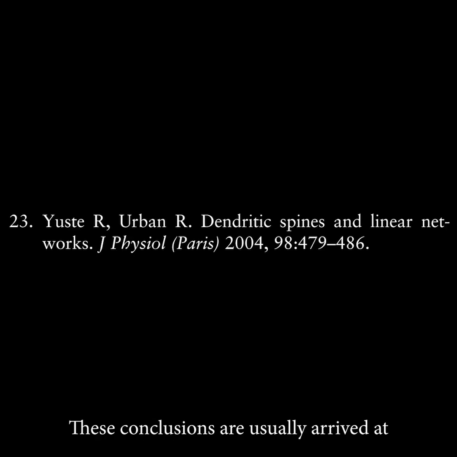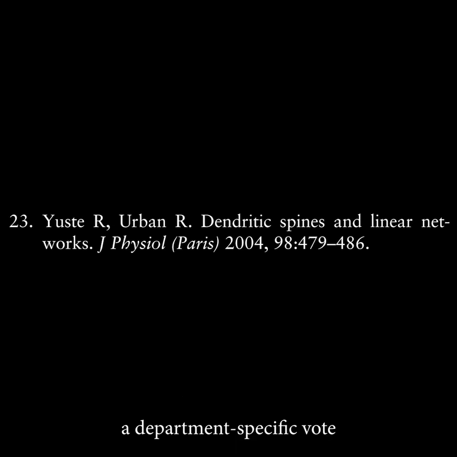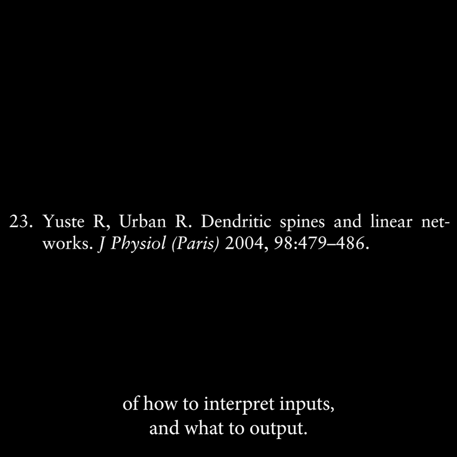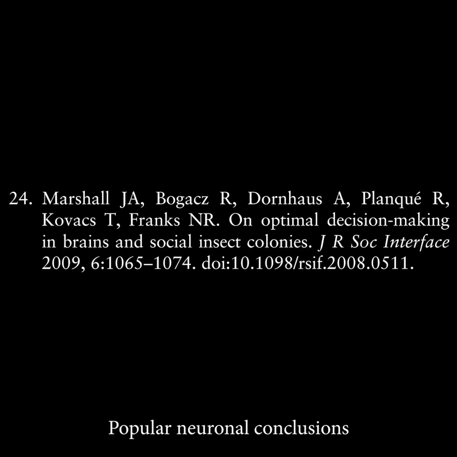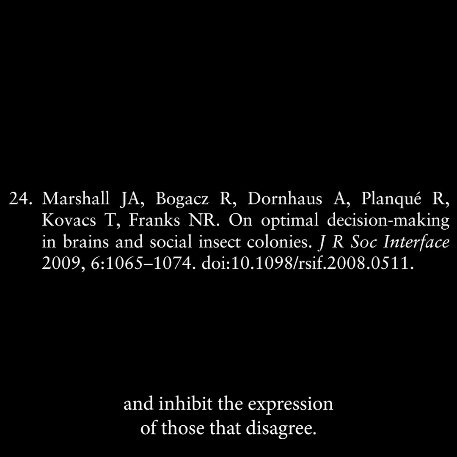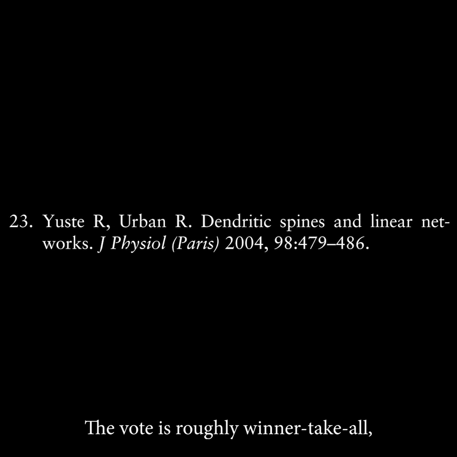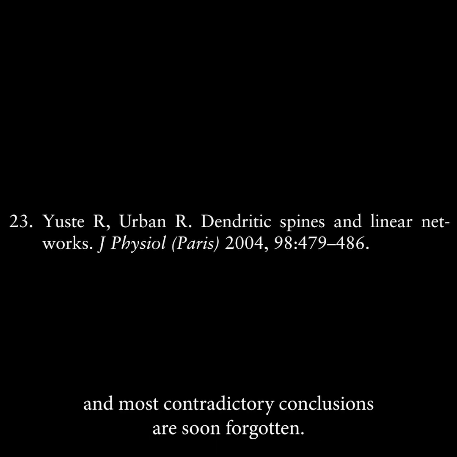Neuronal democracy. These conclusions are usually arrived at through a neuronal form of local democracy, a department-specific vote of how to interpret inputs and what to output. Within a department, neurons vote like the Iowa caucus system in the U.S. Popular neuronal conclusions amplify the expression of other neurons that agree with them and inhibit the expression of those that disagree. The vote is roughly winner take all, meaning that the department's final conclusion is expressed as an output report, and most contradictory conclusions are soon forgotten.